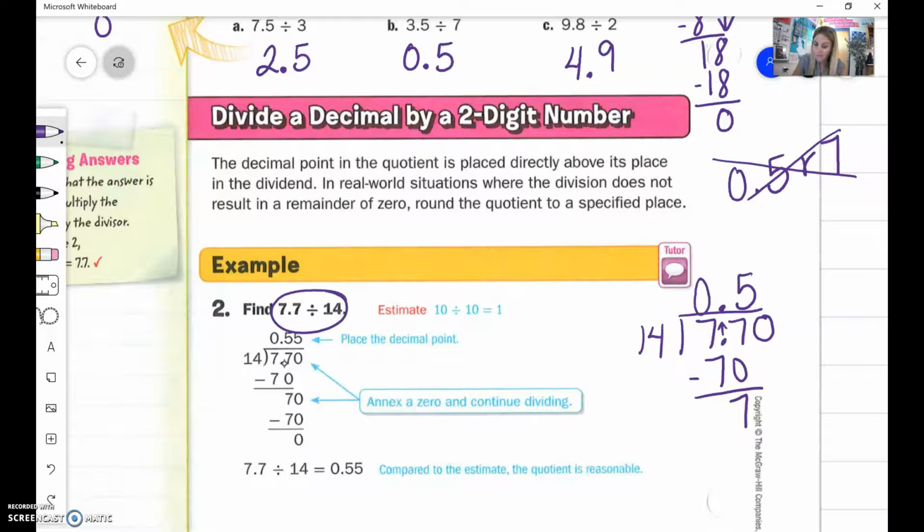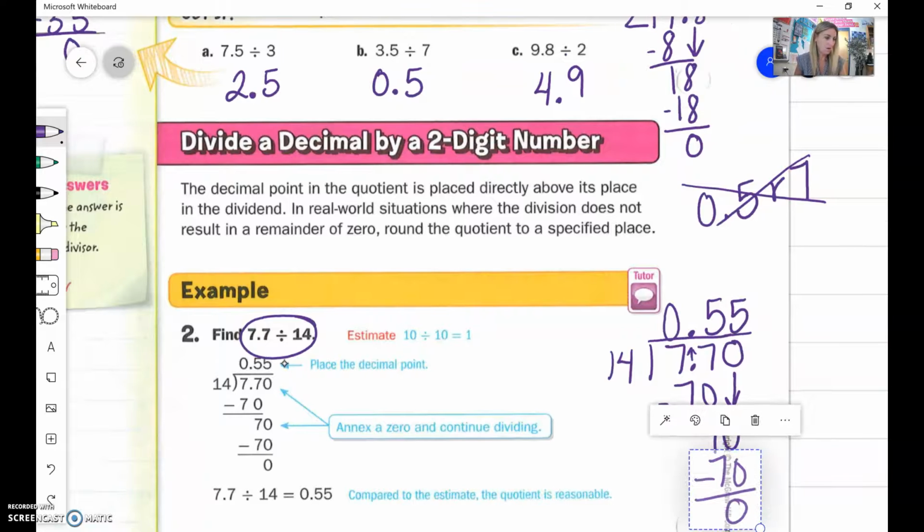So now I annexed my 0. Remember, annex means to add a 0. So I'm going to bring down and I'm at 70. I just know that 5 times 14 is 70. And so when I subtract, I'm at 0. Do I need to annex any more zeros in my dividend? No, I do not need to annex any more zeros in my dividend. Okay? All right.